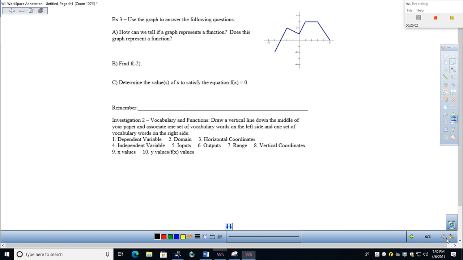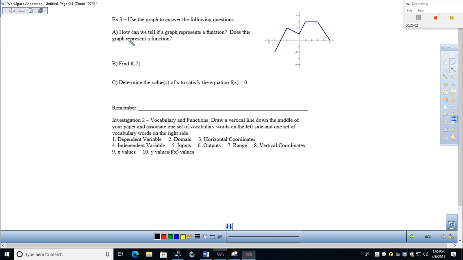Now let's move into more of a graphical function. Again, really emphasizing the concept of inputs and outputs, and just making sure we remember a couple things, because as I said, you've seen this before for sure. So example 3, use the graph to answer the following questions. And so here's my graph over here, and this is just meant to be a refresher.